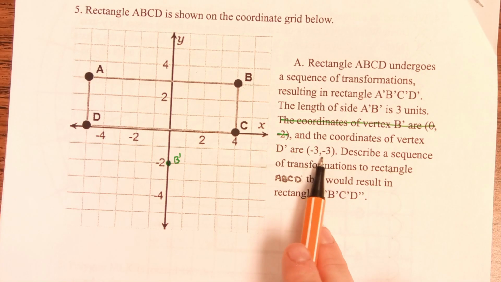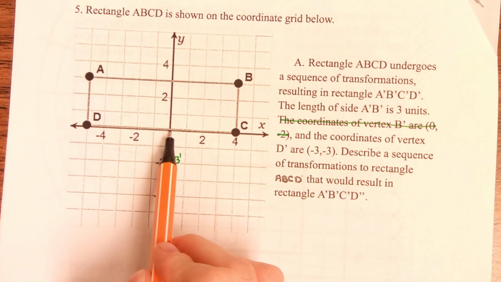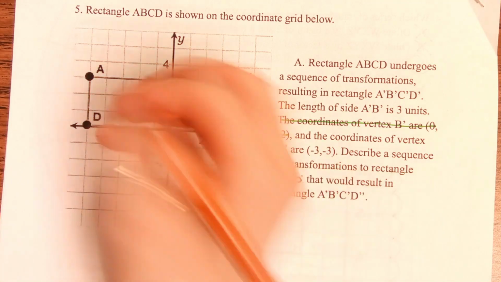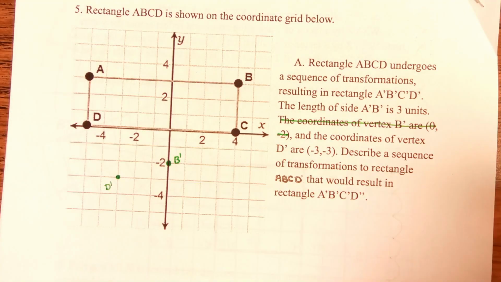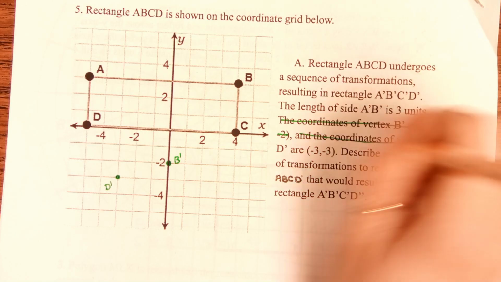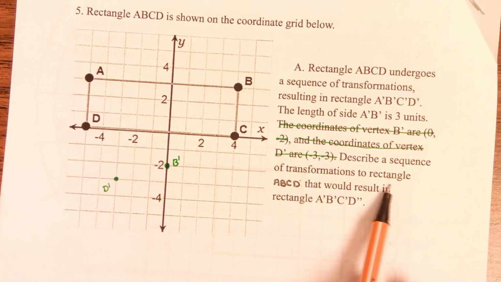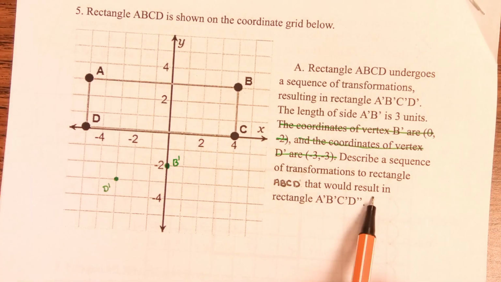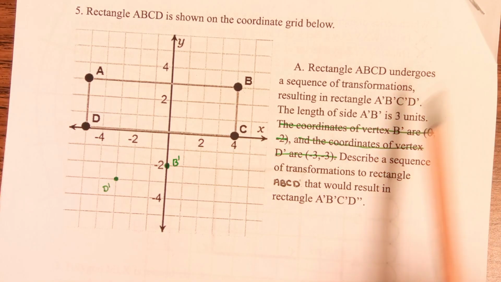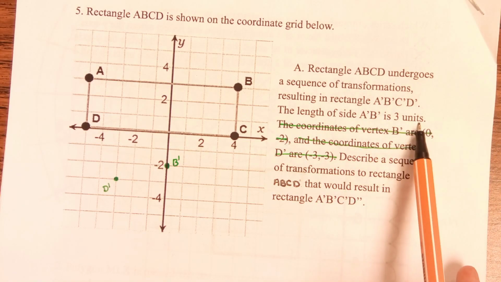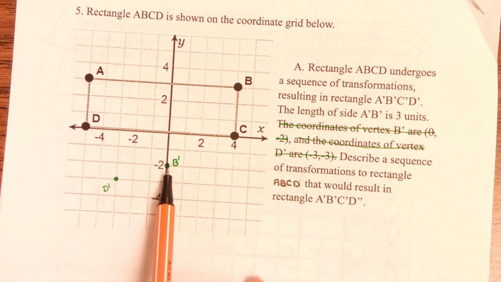Describe the sequence of transformations to rectangle ABCD to A'B'C'D'. Let's double check. They also told us that the length of A'B' is 3 units. If we know that B' is here and D' is here, then we know for a fact that the shape is going this way. And we know that A'B' is 3 units. We can count 3 units this way to find A'. Because they tell us the length of A'B' is 3 units.